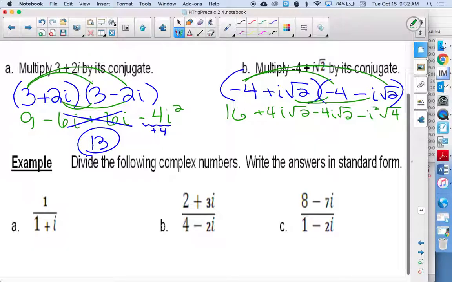Awesome. So you get negative i squared and the square root of 4. We know that our middle terms are going to cancel. Lauren, what is the square root of negative i squared times the square root of 4? That's really 2. The square root of 4 is 2. Negative i squared becomes positive 1. So my answer, if I add the reals together, is 18.